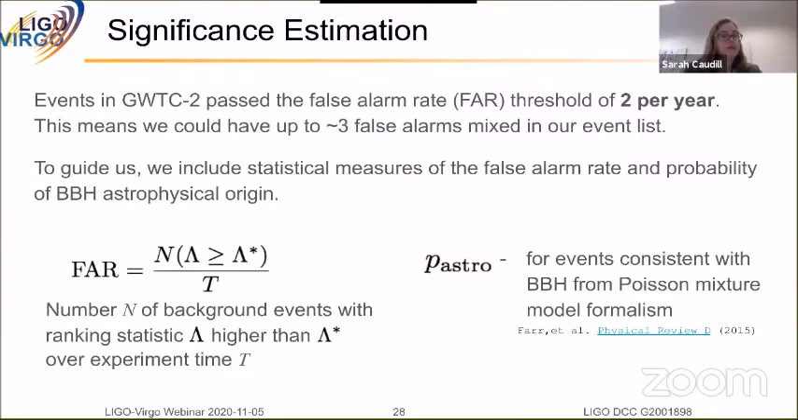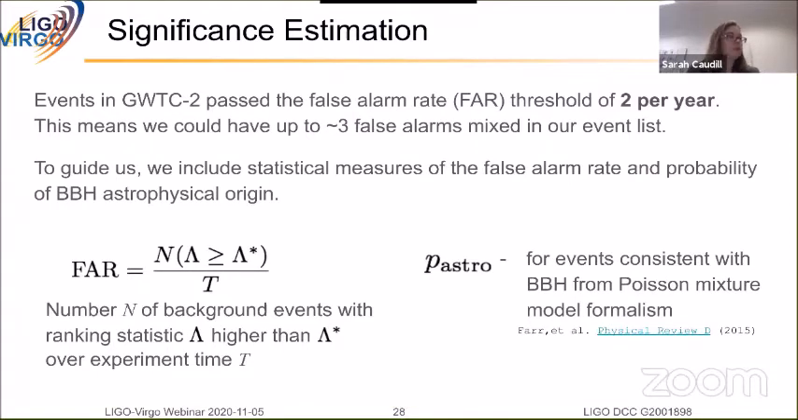So 39 gravitational wave candidate events passed our false alarm rate threshold of 2 per year to be included in GWTC-2. And given the multiple pipelines, this means that we could have up to 3 false alarms mixed in our event list. In other words, these would be candidates caused by instrumental noise. It's not possible to determine which, if any, candidates are caused by noise, but we do provide statistical measures of the false alarm rate and probability of astrophysical origin for each candidate to guide us in the significance of that candidate.